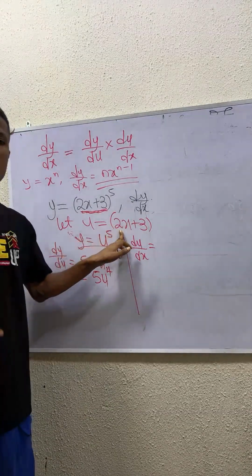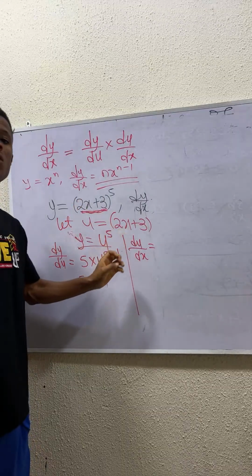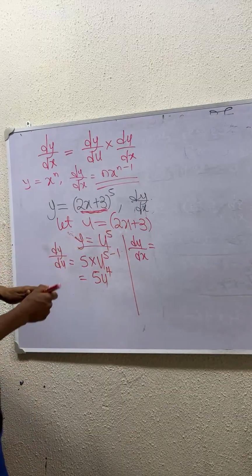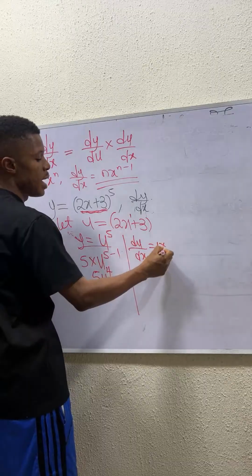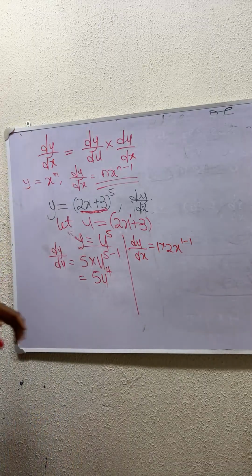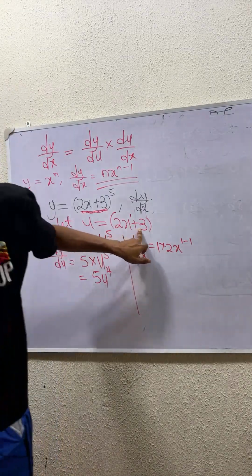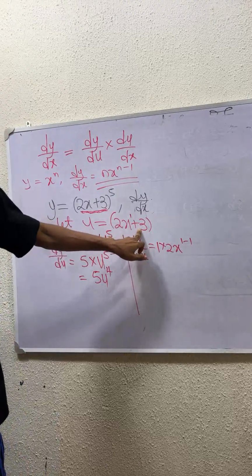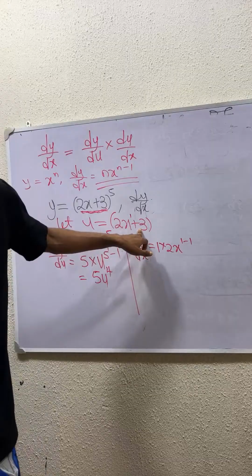Our u is 2x plus 3. To differentiate the term 2x, you know that x is just like power 1, so we do 1 times 2x to the power of 1 minus 1. Differentiating a constant is what? When you are differentiating a constant, what's the answer?